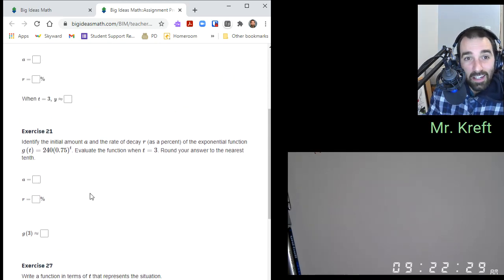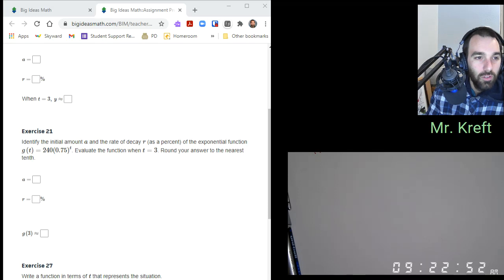So this looks a lot like the one we just did. So it says identify the initial amount and the rate of decay as a percent of this exponential function. Okay, so looking at this, the first thing I'm going to look at is the initial amount, right? So, hey, that's fine if you're getting stuck, but what counts is that you're asking for help now.